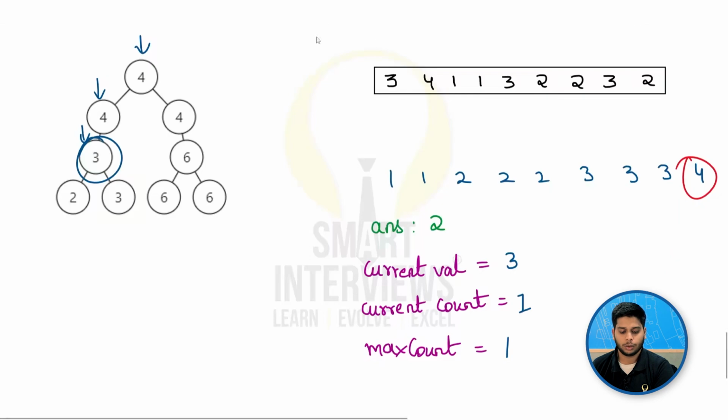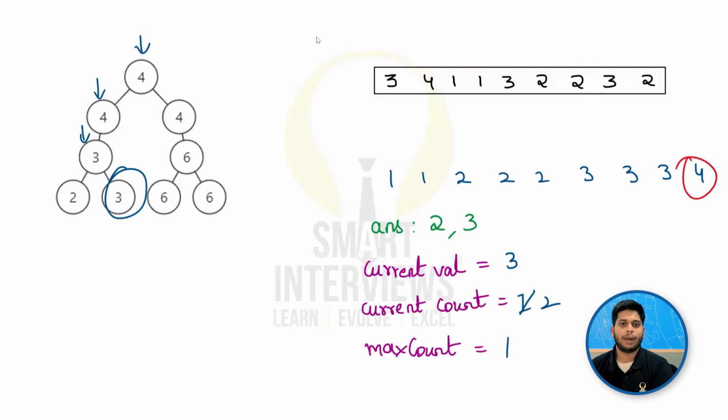So add 3 to the answer. Now moving ahead. Since we are done with the root, we are supposed to move to the right child of it. And as we see, the right child as well is containing the value 3, which is same as the current value. So update the current count to 2. And now when you compare the current count to the max count, the max count is smaller compared to the current count. So update the max count to 2.